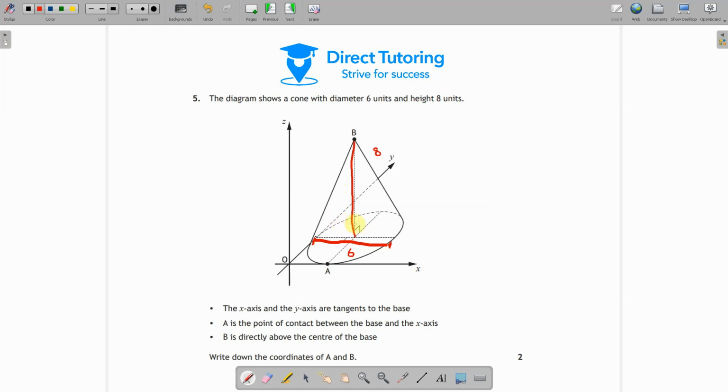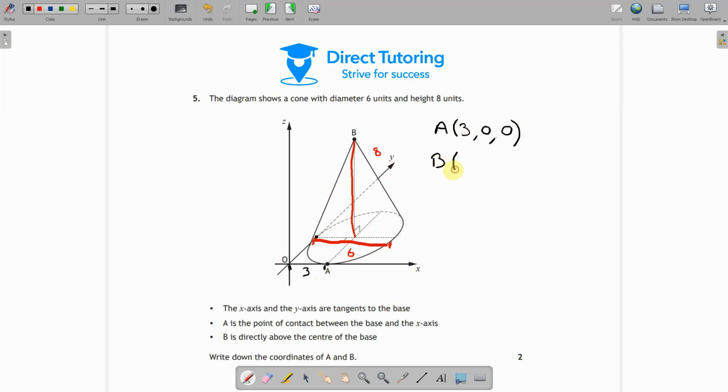Now it says write down the coordinates of A and B. So all you really have to do here is just look at the starting position and then move in the X direction, the Y direction, and then the Z direction. So it's along, into the page, and then up. So if we look at the coordinates of A first, the whole diameter, it's starting from the origin on the X value, so it starts at 0 here, and it has a diameter of 6. So that means from this point to that point must be 3. Now, it is on the x-axis, which means the y value is 0. And that means that the z value is also 0. So the coordinates of A is 3, 0, 0.